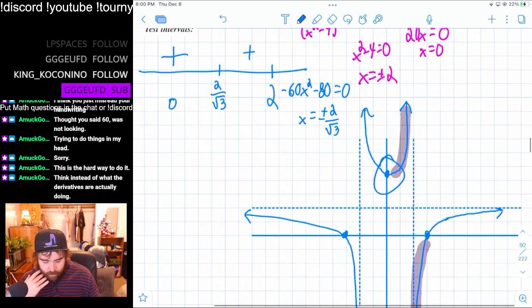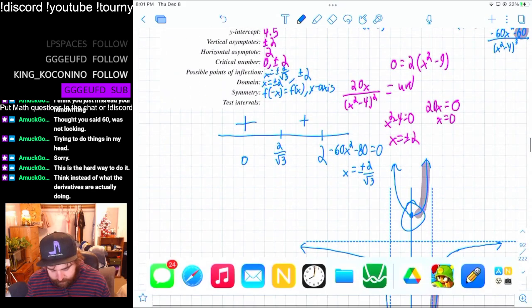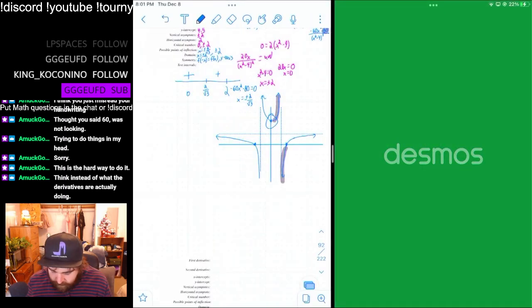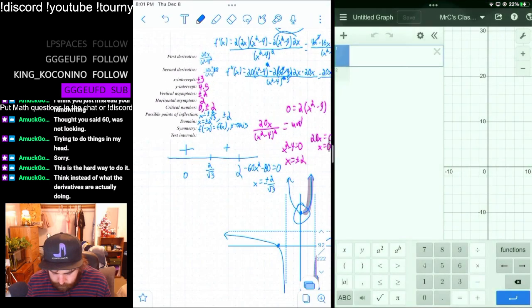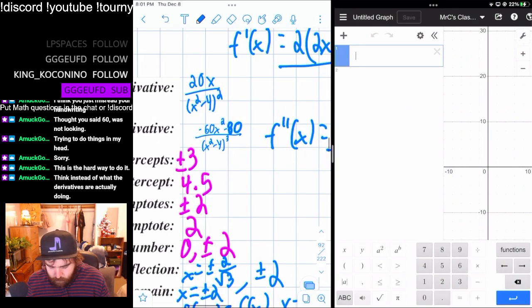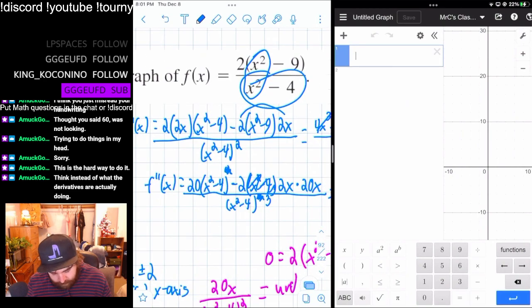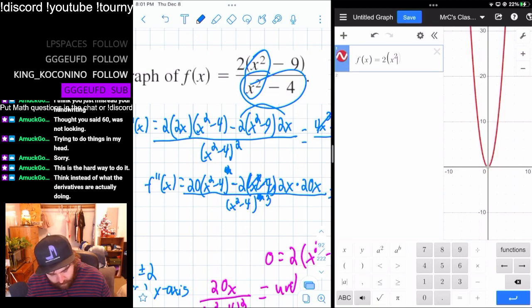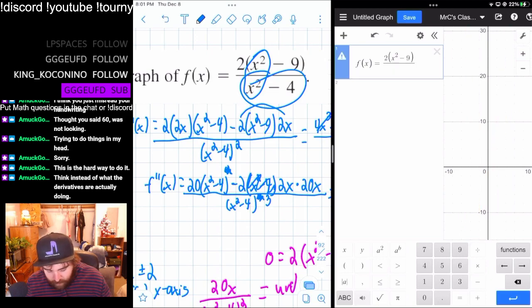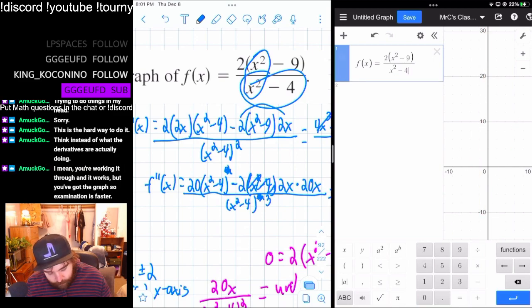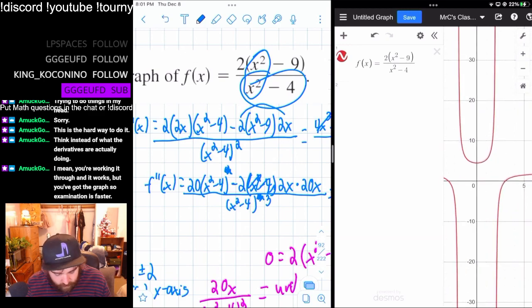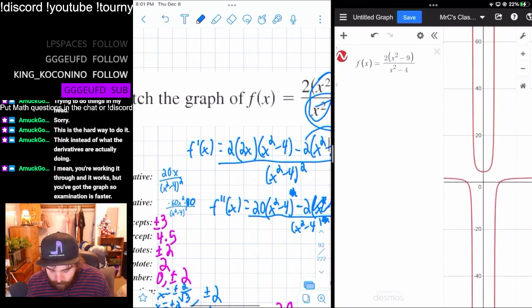So this is definitely what our graph is looking like. Let's go to Desmos. I can check the second derivative there too. I'm surprised that we got that 2 over root 3. So what do we have then? The original function was, so f of x equals 2 times x squared minus 9 divided by x squared minus 4. So there's our graph for sure. There's definitely no changes in concavity, which I definitely didn't think there was. But that's why I'm curious.